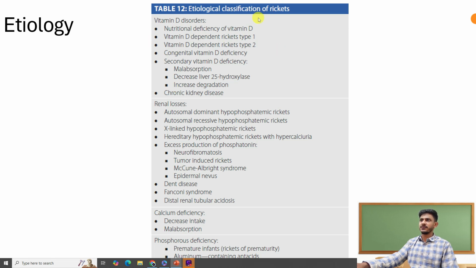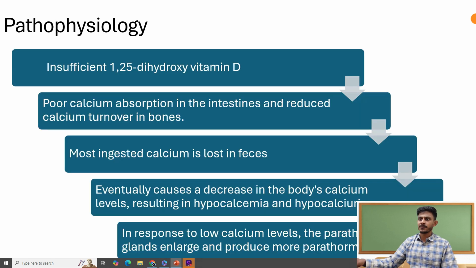Nutritional deficiency of vitamin D, and vitamin D dependent rickets type 1 and 2. I'll talk about all these other types of rickets in another video, but for now we'll stick to nutritional rickets strictly. So the pathophysiology of nutritional rickets. If there's insufficient 1,25-dihydroxy vitamin D, which is the active form of vitamin D, there's poor calcium absorption from the gut, and whatever calcium we ingest goes out in feces. Eventually the body's calcium stores wear out, and it leads to hypocalcemia and hypocalciuria, loss of calcium in the urine as well.